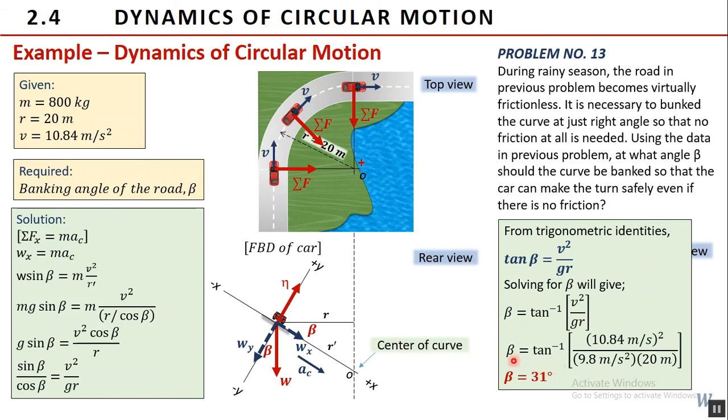So even if there is no friction, the car can turn safely on this curved road at a maximum speed of 10.84 meters per second. And here's another idea. What will happen to the car if its speed becomes greater or lower than 10.84 meters per second? Try to think of it. And if you know the answer, notify me. I will give you plus points.